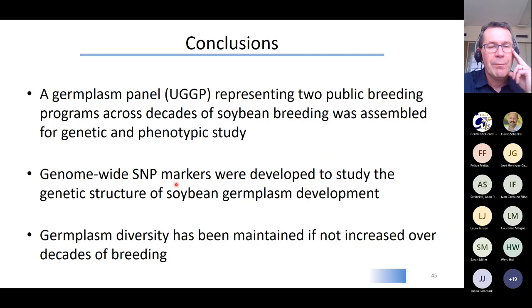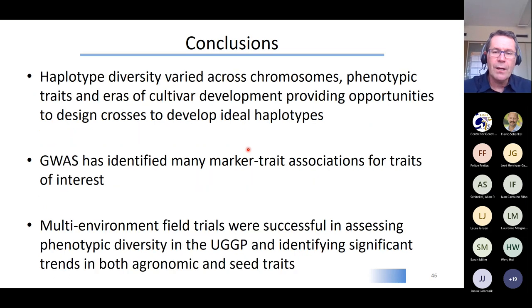So in conclusion, wrapping up, the University of Guelph germplasm panel represented two public soybean programs across decades of soybean breeding, and it was assembled for the genetic and phenotypic study of this panel. Genome-wide SNP markers were developed to study the genetic structure of the soybean germplasm through development, and the genetic diversity has been maintained. We have concluded that we have maintained genetic diversity and even slightly increased it in the experimental lines, because of an influx of some Chinese cultivars that I've brought into the program and made crosses with to increase diversity for the Guelph program.